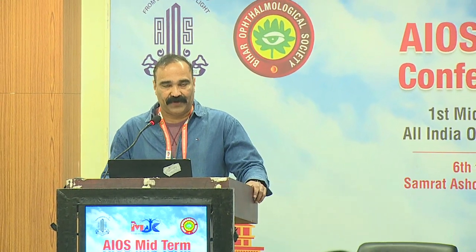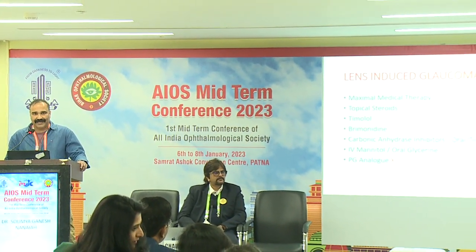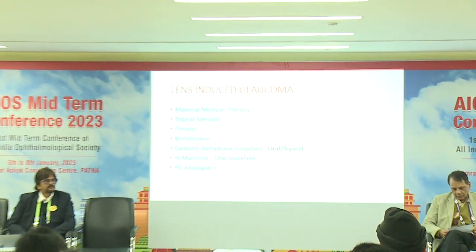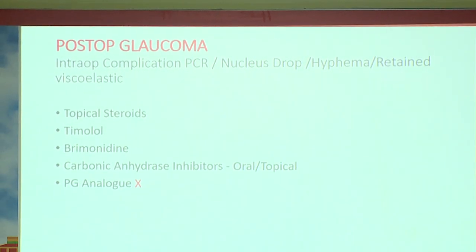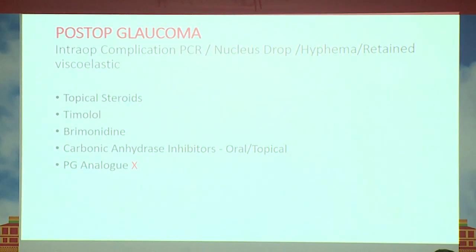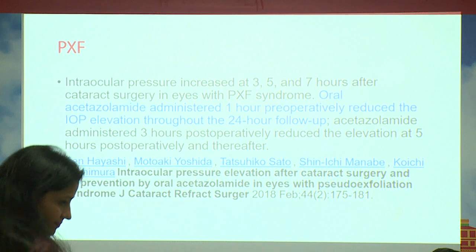In lens-induced glaucoma, obviously the treatment is cataract surgery, but till the patient is taken up for cataract surgery, you have to give maximal medical therapy to control the intraocular pressure. Since there is an inflammation component here, and prostaglandin analogs take a bit longer to act and can induce inflammation, they may be avoided in these cases. Similarly, in postoperative glaucoma, it might be a good idea to avoid prostaglandin analogs if possible.